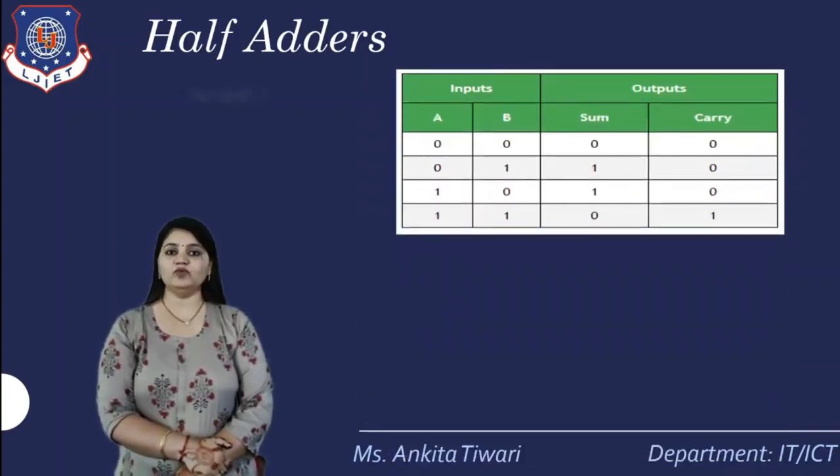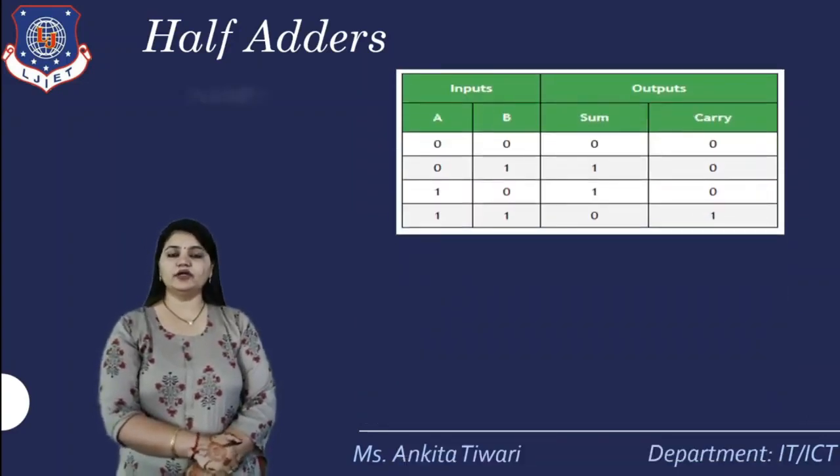Now we'll see that with respect to the truth table. For A and B: 0 0, 0 1, 1 0 and 1 1. For 0 0, sum is 0, carry is 0. For 0 1, sum is 1, carry is 0. For 1 0, sum is 1, carry is 0. For 1 1, sum is 0, carry is 1.